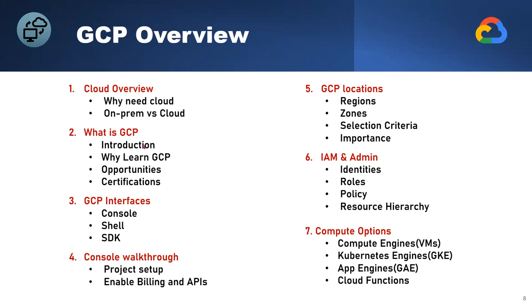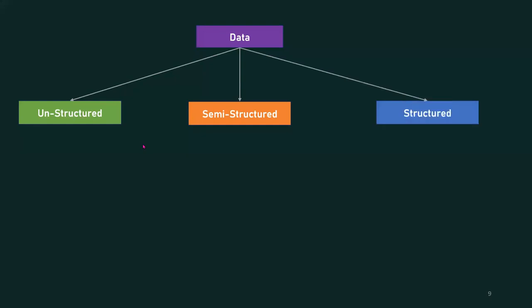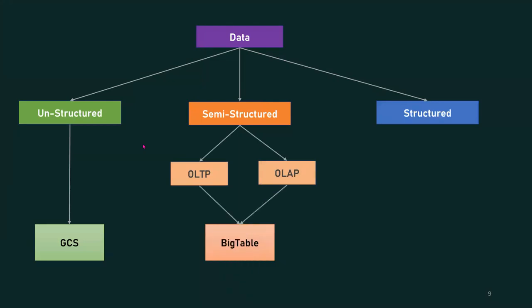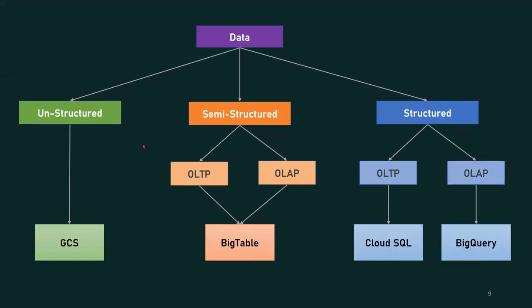Once the basic concepts are completed, like cloud overview, Google Cloud interfaces, console walkthrough, GCP locations, IAM and admin, compute options, which will take 7 to 8 days, that is the plan. And after that, we are going to enter into the data engineering tools. If you categorize the data, we have unstructured, semi-structured, and structured data. For unstructured data, we can use Google Cloud Storage. For semi-structured data, we can use Bigtable. For structured OLTP, we can use Cloud SQL. For structured OLAP, we can use BigQuery.